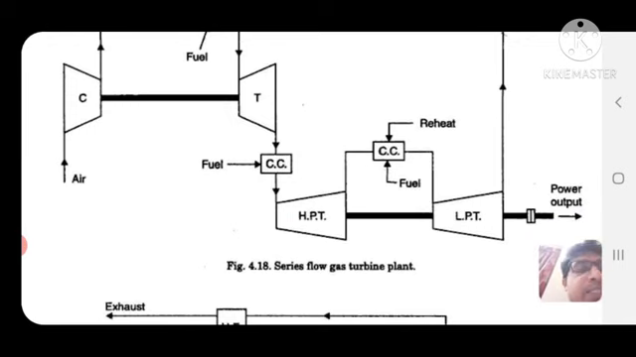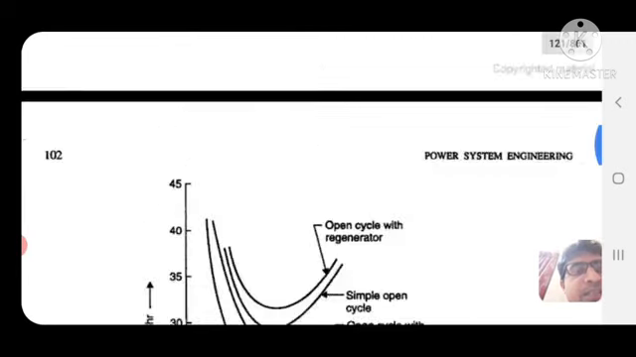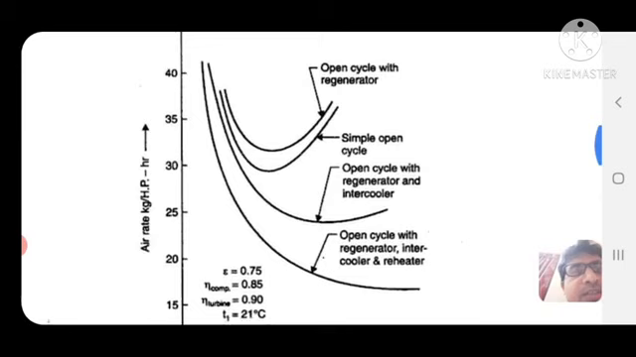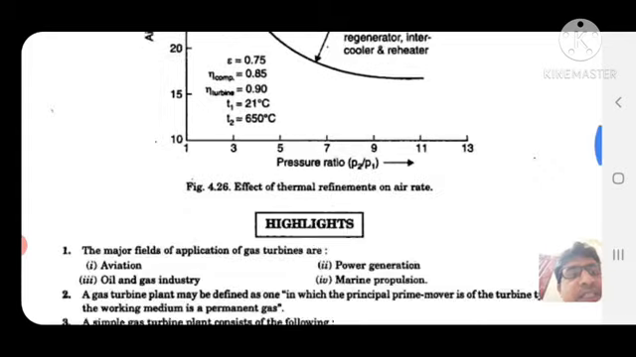Effect of the compressor inlet temperature on air rate. Efficiency: eta compressor 0.85, eta turbine 0.85, T3 650 degrees centigrade. Now, air rate in kilograms per horsepower hour: simple open cycle with regenerator, open cycle with regenerator and intercooler, and open cycle with regenerator, intercooler and reheater.